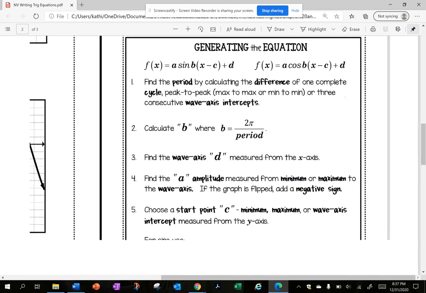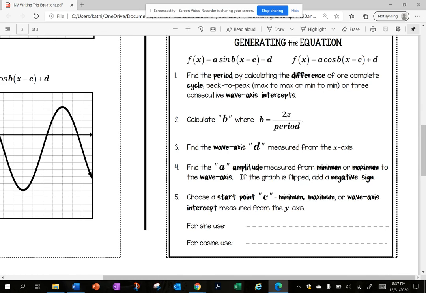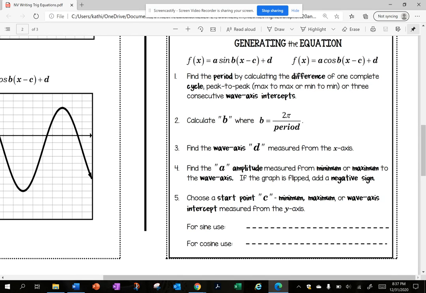Okay, so the process for generating these equations: I am first going to find the period by calculating the difference of one complete cycle, and I can do that several different ways. I can go peak to peak, so from maximum to maximum or minimum to minimum, or 3 consecutive wave axis intercepts. After I find the period, I'm going to calculate b from the equation. B equals 2 pi divided by the period.